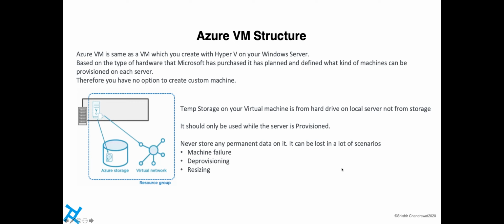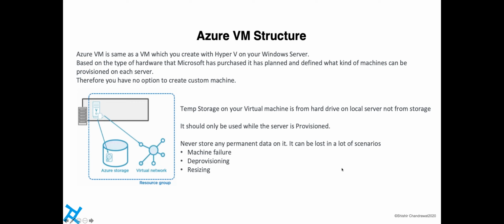Now, based on the type of hardware that Microsoft has purchased, it has planned and defined what kind of machines can be provisioned on each server. So imagine if a developer, a builder, buys a piece of land, he's going to plan exactly where he's going to put the condos and where he's going to make the garden or the park, or where he's going to put the clubhouses. Basically, he's going to plan it so that he can maximize his profit and get the best value out of the land which he has purchased.